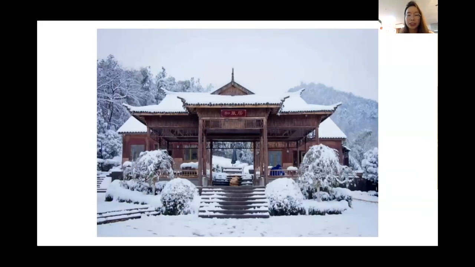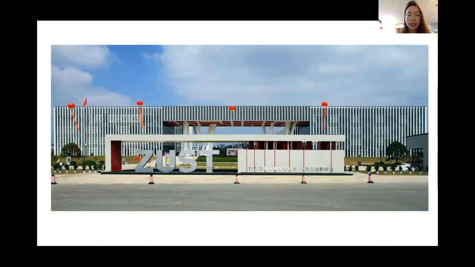This is very Asian style building. It is at the backside of our school and where we used to invite guests to have a cup of tea. This is in Anji campus. Anji campus, it is a newly built one. So we can see the architecture is very modern.